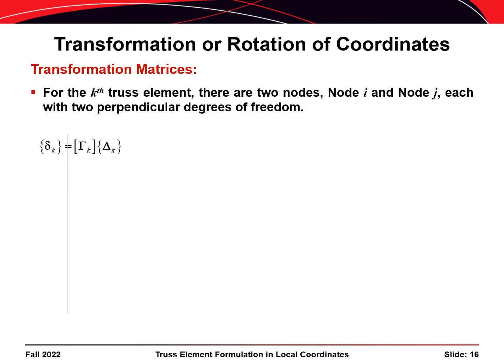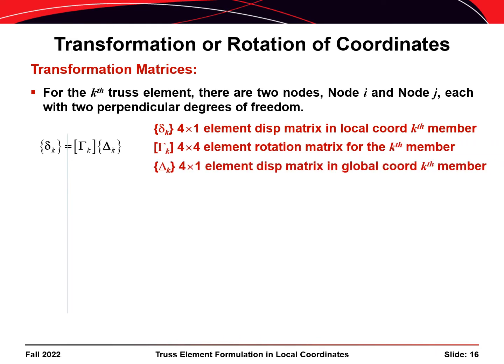For the kth element in a truss, there are two nodes, node I and node J, each with two perpendicular degrees of freedom. And we can write displacements in the local coordinate system, lowercase delta, as a product of the element rotation matrix, capital gamma, and the displacements in the global coordinate system, uppercase delta.